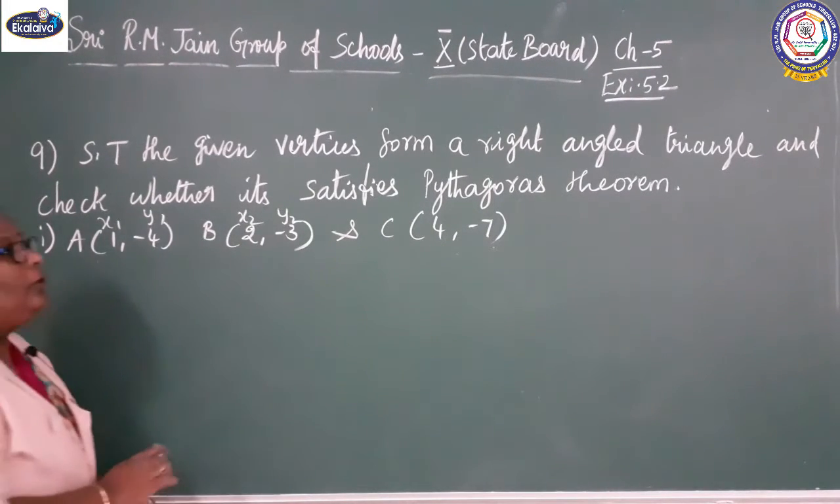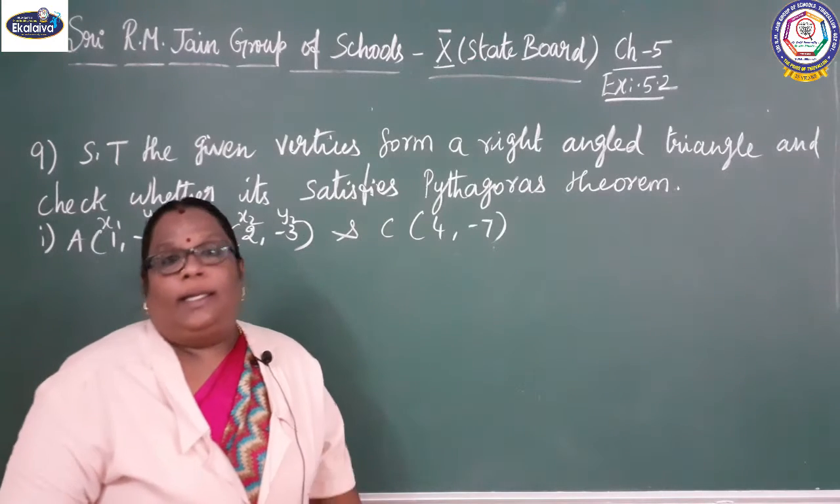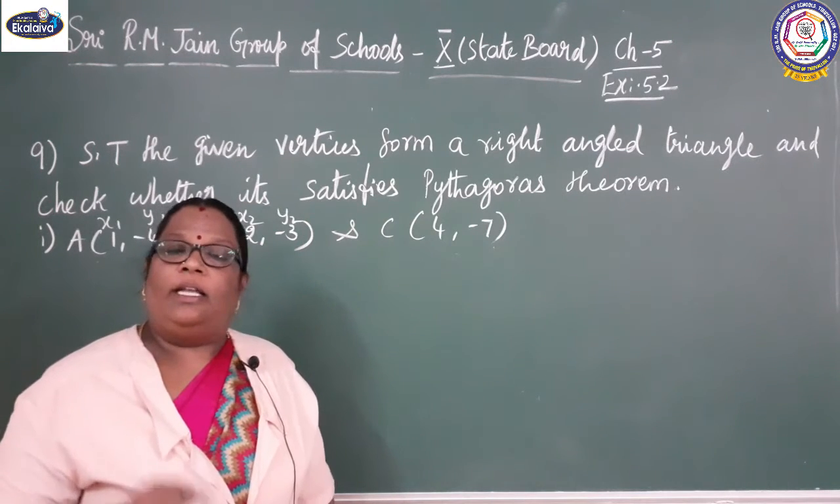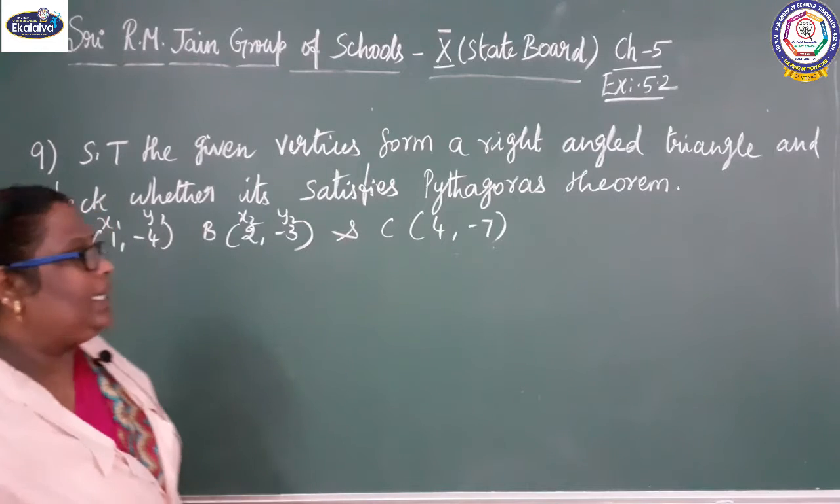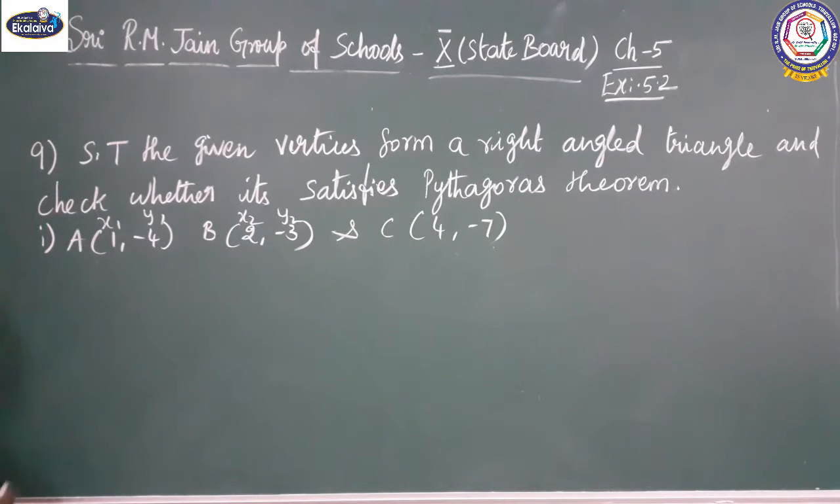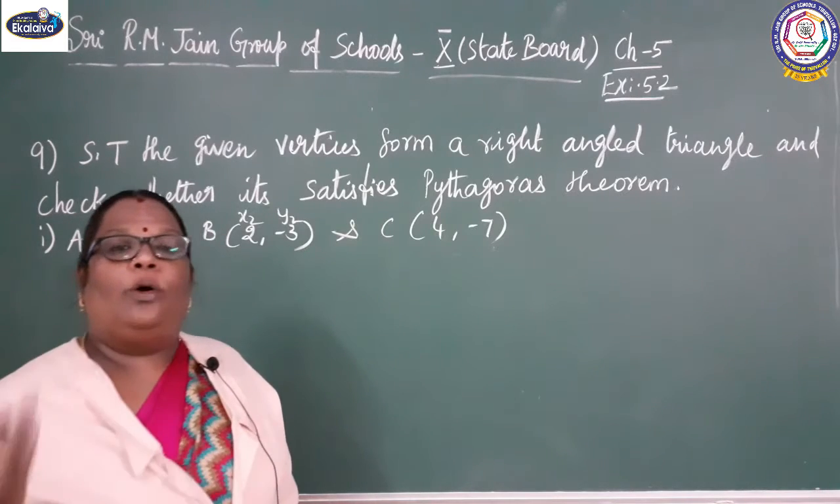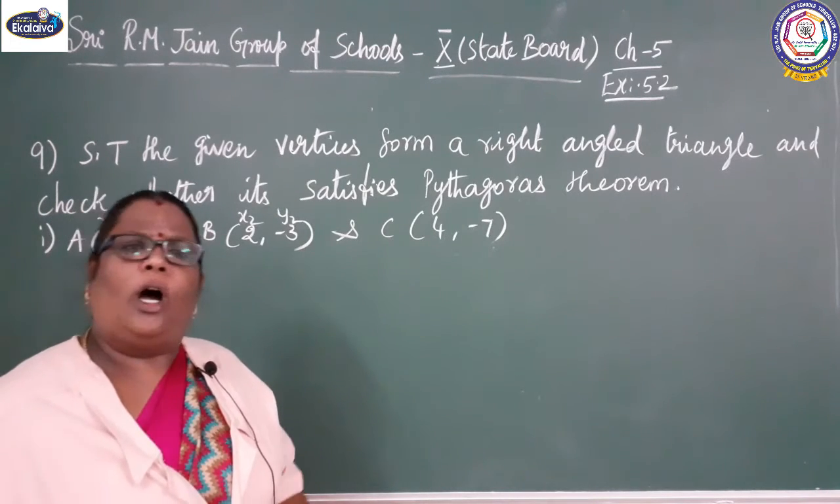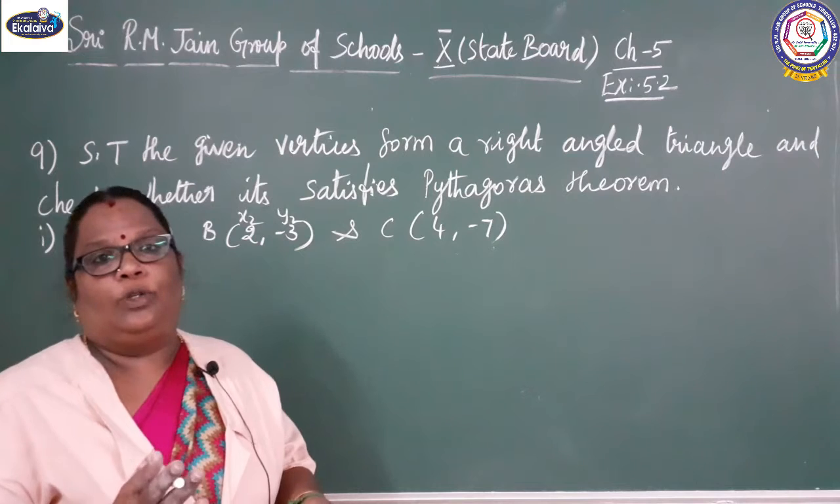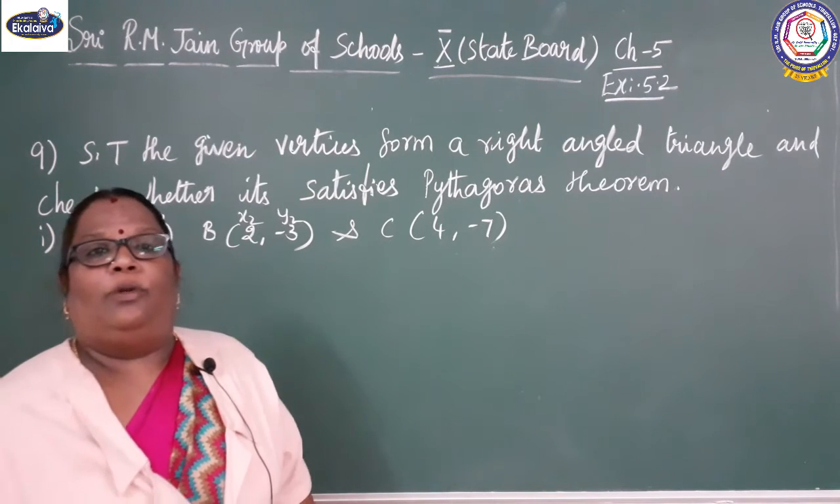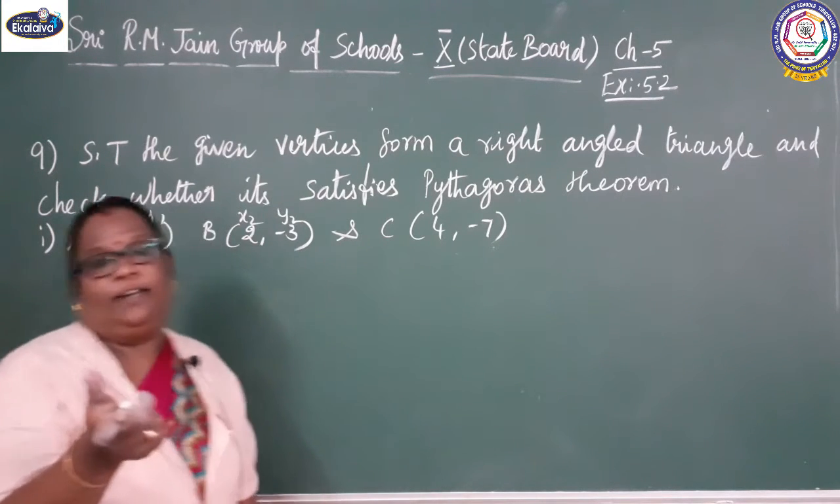Now we move on to the Pythagoras theorem. If it is 90 degrees, the Pythagoras theorem is applicable. Here, you can take the distance formula. What is the distance formula? You know very well: root of x2 minus x1 the whole square plus y2 minus y1 the whole square, or root of x1 minus x2 the whole square plus y2 minus y1 the whole square. If it is a square, you can change that value.